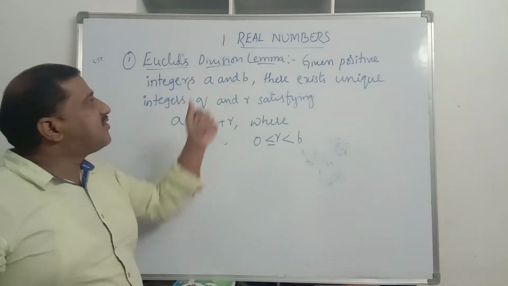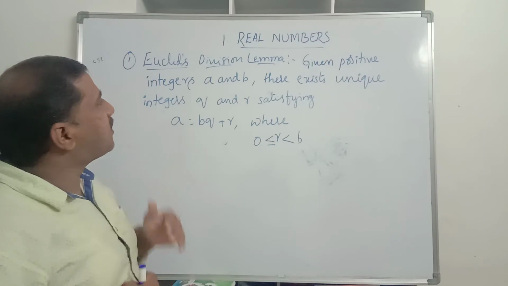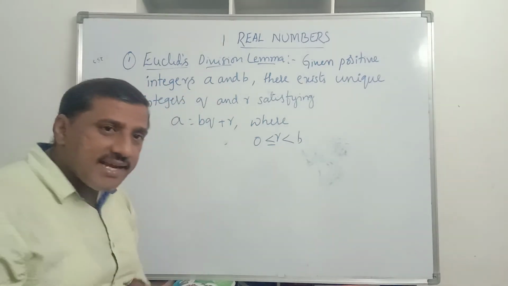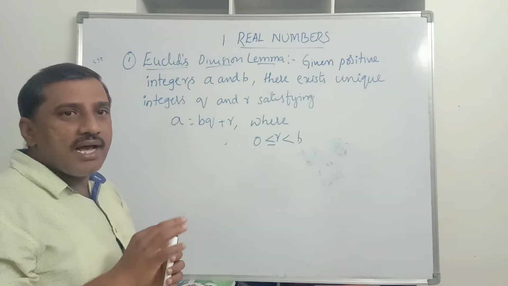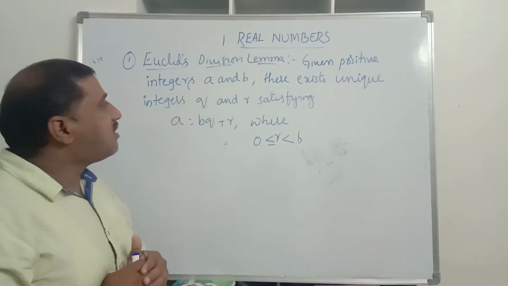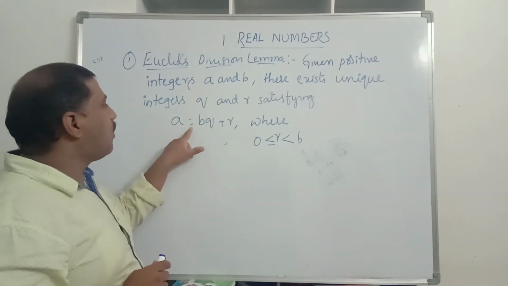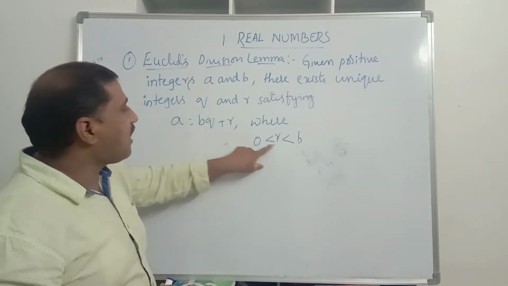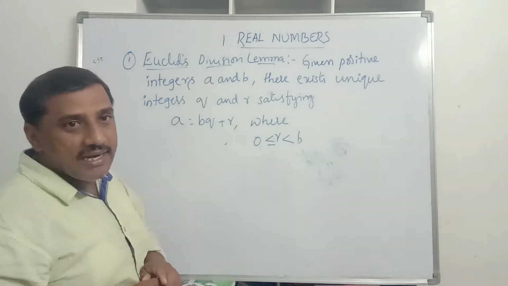Now, Euclid's division lemma states that for any two given positive integers a and b, there exist unique integers q and r. Unique means only one. There exist unique integers q and r satisfying a equals bq plus r, where r is greater than or equal to 0 and less than b.